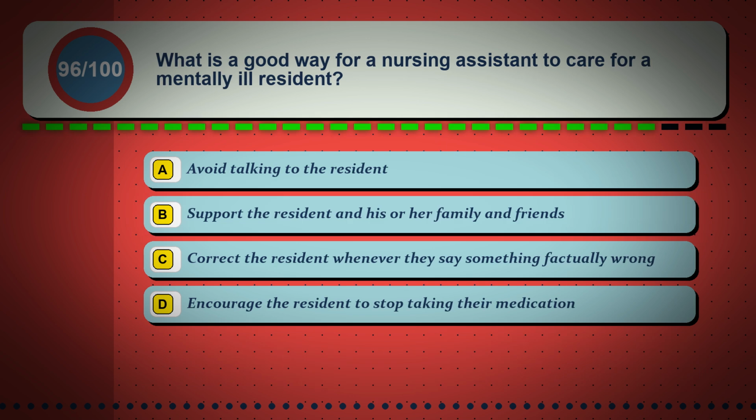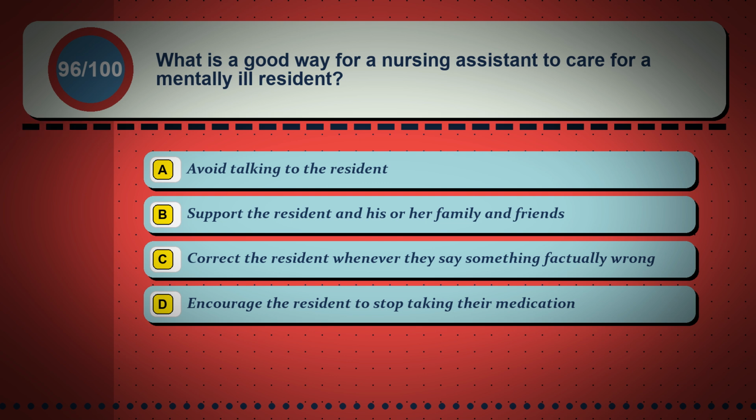Question 96. What is a good way for a nursing assistant to care for a mentally ill resident? Option A. Avoid talking to the resident. Option B. Support the resident and his or her family and friends. Option C. Correct the resident whenever they say something factually wrong. Option D. Encourage the resident to stop taking their medication.